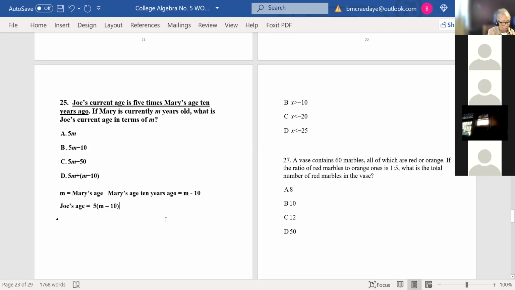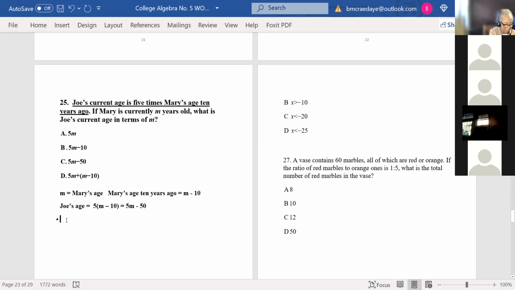And what is that equal to, Audrey? What is 5 times m minus 10? Okay, let me see. Multiply what's in parentheses by the 5. What do you get, Audrey? 5 minus 50. What's 5 times m? It is 5m, right? 5m minus 50. Yes, that's it. 5m minus 50. And what answer is that?